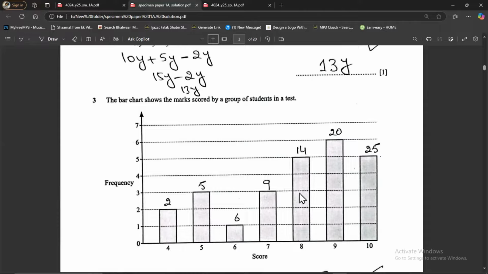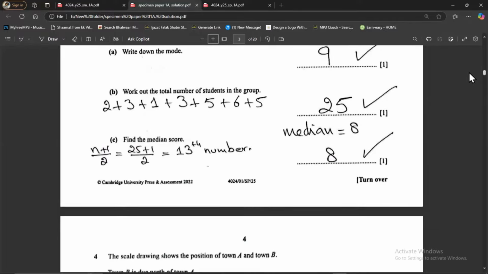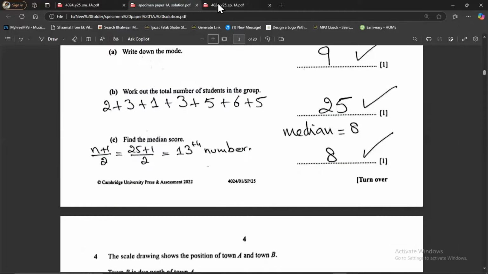So the x value here, that is the median. So it is 8. I hope you understand. I hope you have learned how to find the median. So the median is 8. Let's check. A median is 8.